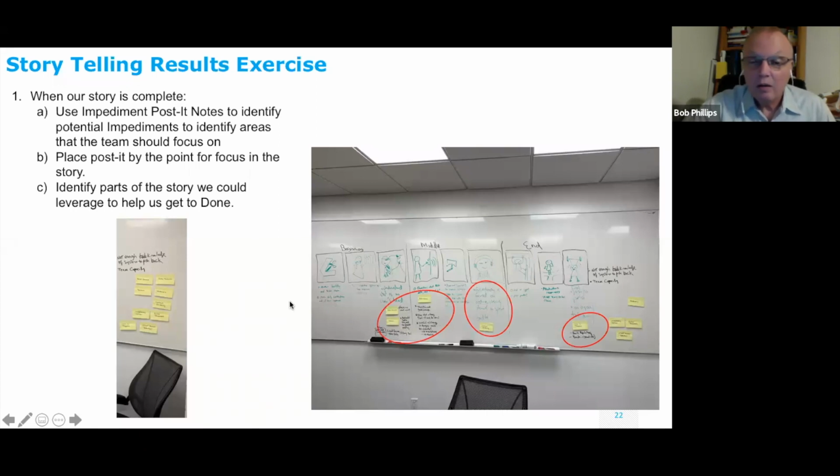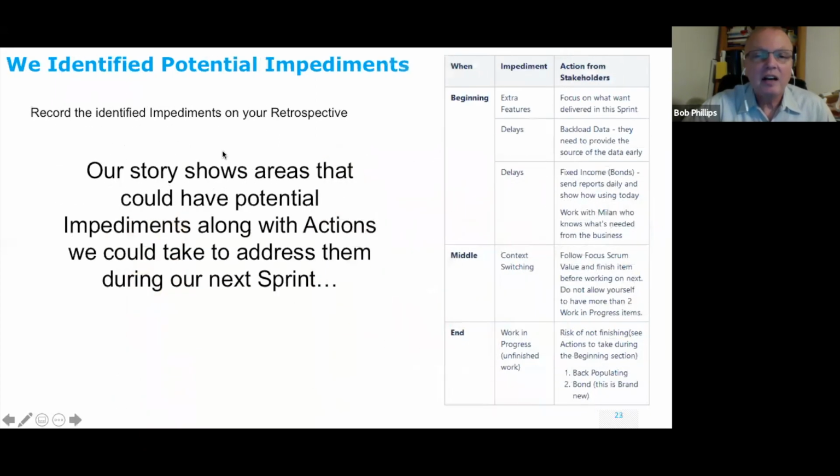So then what I do after the retrospective is I actually make it a little bit neater, and I wrote in the beginning, they identified extra features, delays, as far as being a problem. In the middle, context switching. They felt that they were going to be asked to do this and do that. Because a lot of times when we have those daily calls with the stakeholders, we want to jump on that if there's like a problem with the data or something. And then basically at the end, they were saying work in progress. So basically, here's where we identified the impediments.